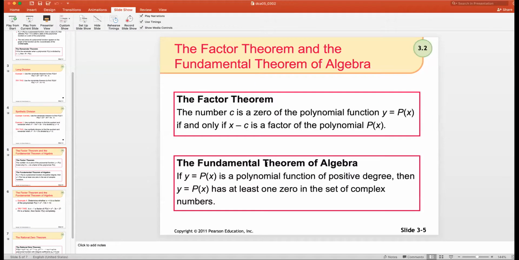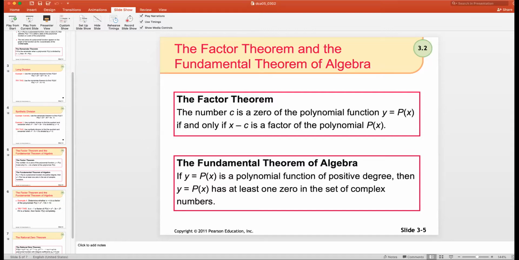Next is the fundamental theorem of algebra. Simply saying, any polynomial function has at least one zero and at most n zeros, where n is the degree of the polynomial. Keep this in mind. That's the fundamental theorem of algebra.